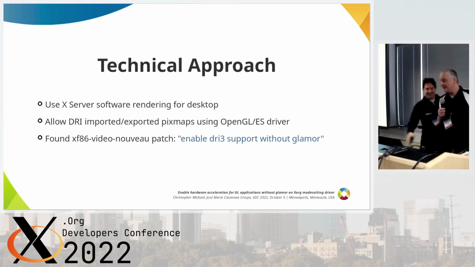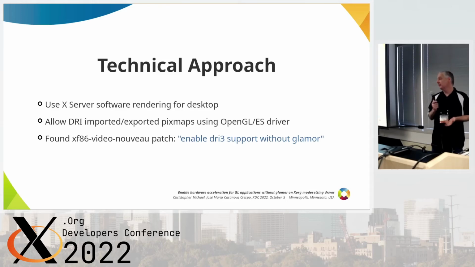Thank you. So basically our goals were to do X server software rendering for the desktop. This way we didn't use any CMA memory on the X side of things. And to allow DRI imported and exported pixmaps using OpenGL or GLES, that was basically the most technical and difficult portion of this. Someone, I think it was you, had found the Nouveau patch where they enabled DRI3 without Glamor.